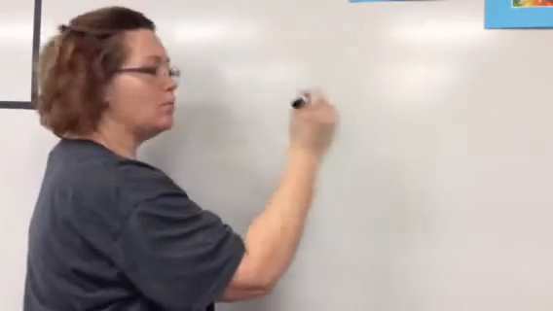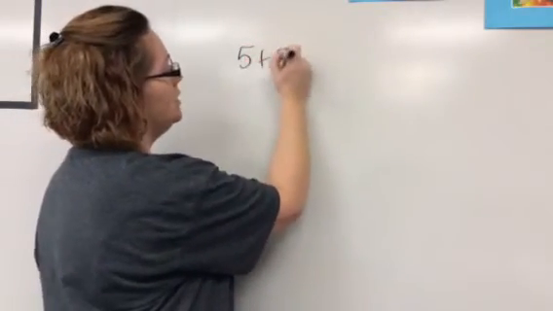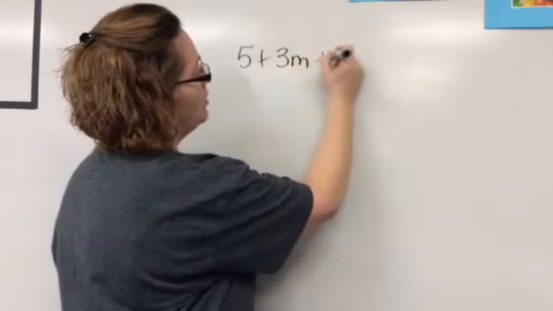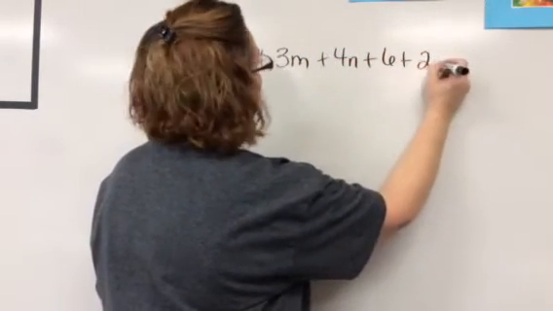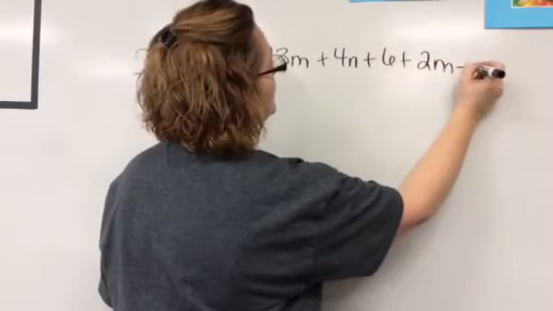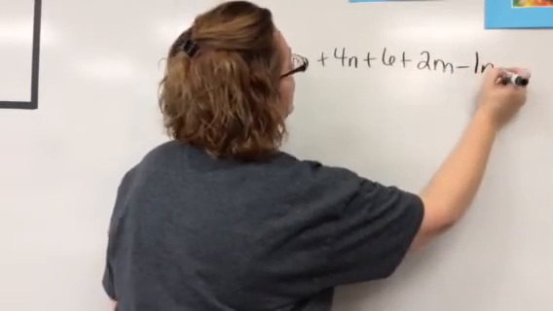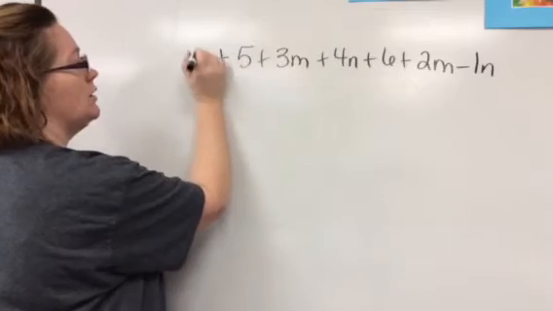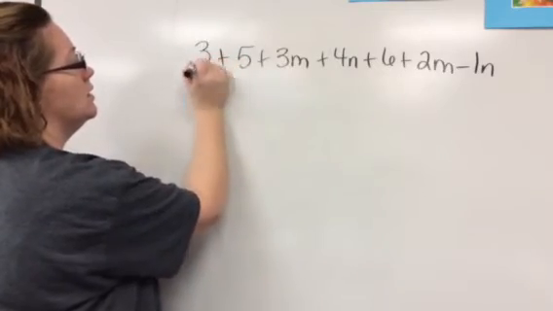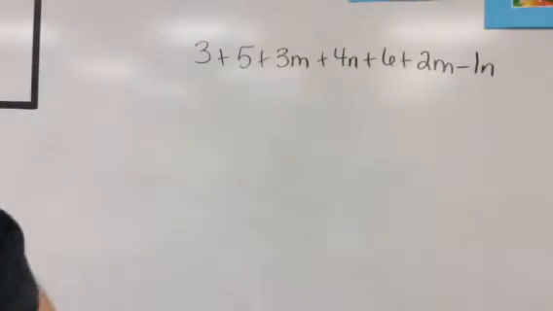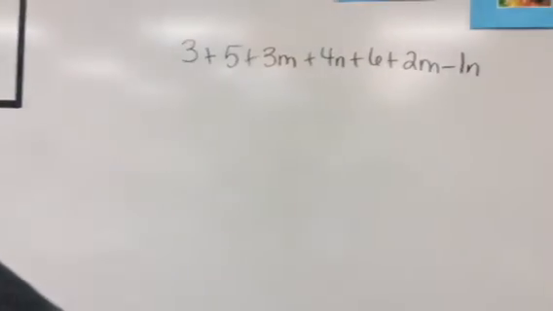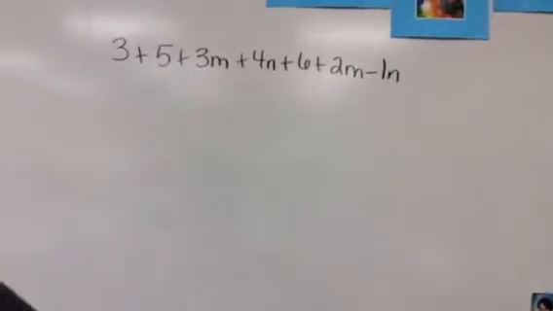So some just random numbers and letters here: 5 plus 3m plus 4n plus 6 plus 2m plus minus 1n. I'm going to add a little bit this way so I don't run off the screen. Okay. Now, hopefully we can see all of that there. Uh-oh. There we go. Sorry, too far.